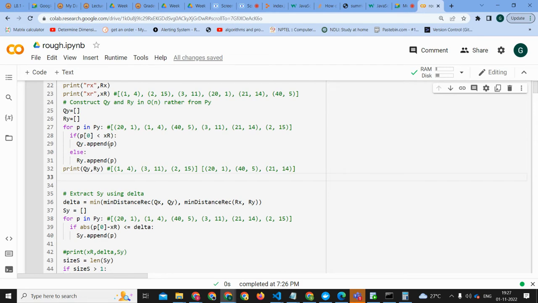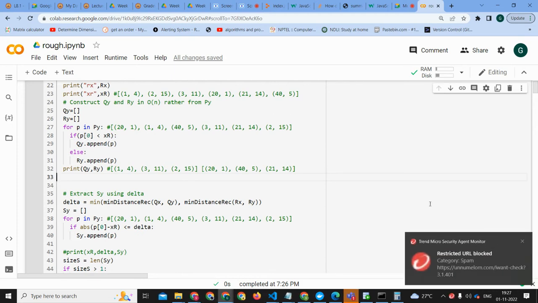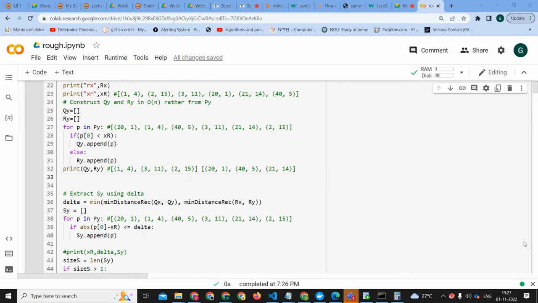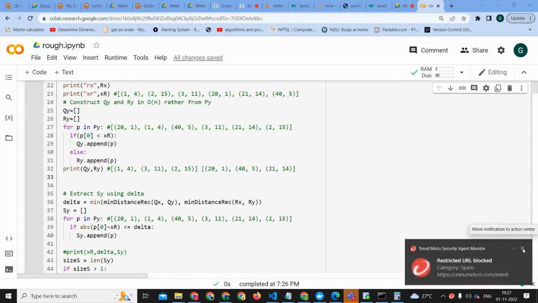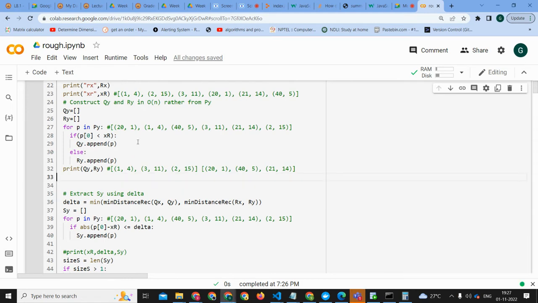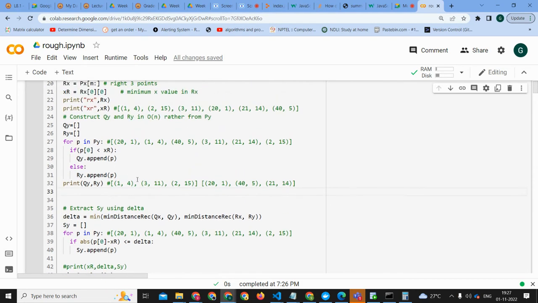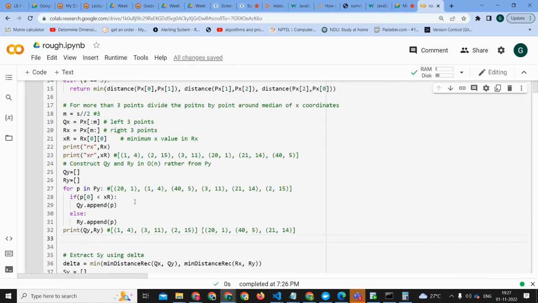It's still on the X coordinate only. Yeah, because we are comparing with XR, and it's the X coordinate because of P of 0 basically. Right. Hope until this point everyone is clear. We'll go further.